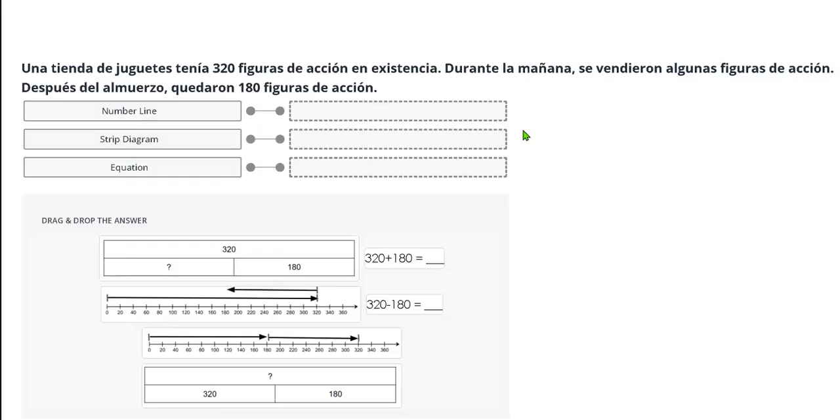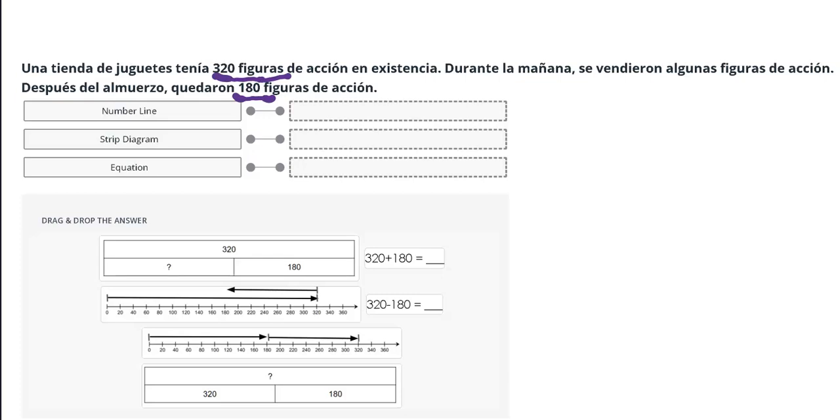Okay. So there's a store that had toys. They had 320. In the morning, they sold a few. And then after breakfast, there were 180 left. They want to know which number line shows this, which strip diagram shows this, and which equation shows this.